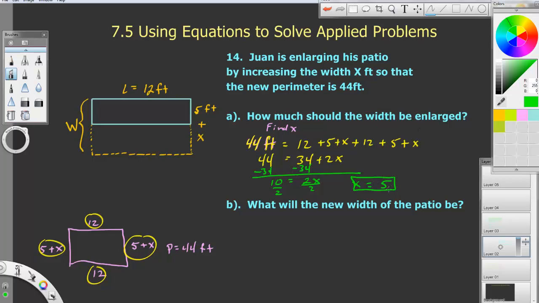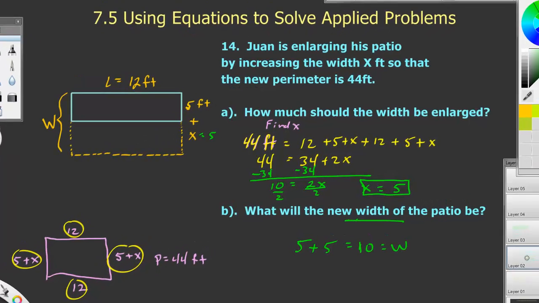How much should the width be enlarged? 5. So now we know that this x here is 5. So the new width of the patio is just 5 plus 5, which would equal 10. The new width is 10. All right. If that was a little shaky, go back, watch it again. Now the hard one.